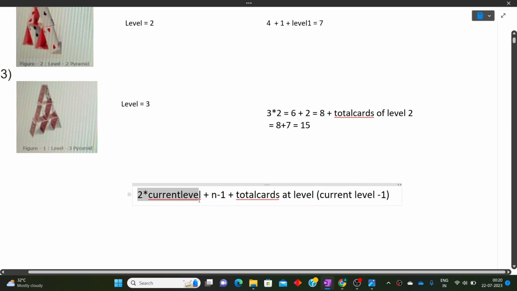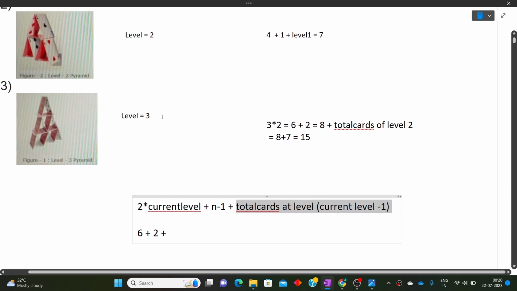So this is the current equation. So 2 into current level, if we see for level 3, that is 2 into 3, that is 6. Now plus n minus 1. Why have we done n minus 1? To find these horizontal cards. So n minus 1 here will give us 2, plus the total cards at level current level minus 1. That means current level minus 1 is level 2. Total cards at level 2, that is 7. It will give us 15. So this is the generalized equation that we will have to use to find the total cards at the current level.